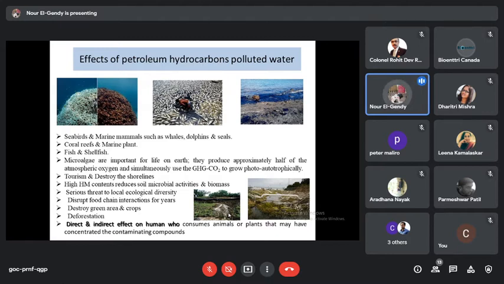A huge amount of heavy metal content reduces soil microbial activity and biomass. It will affect and destroy our shorelines and negatively impact tourism and the economy in our countries. It will disturb the food chain interactions for years, destroy green areas and crops, leading to deforestation, and directly and indirectly affect the humans who consume animals or plants that may have concentrated these contaminating compounds.